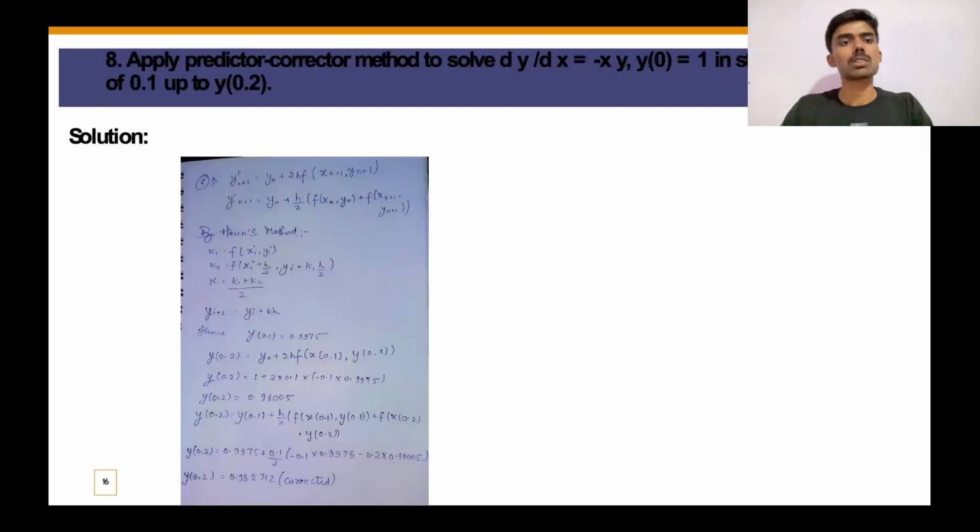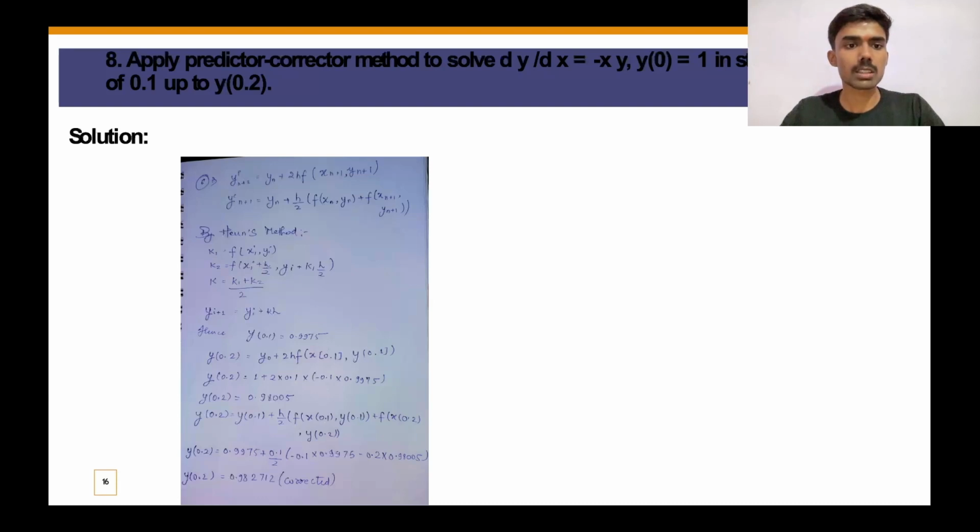Last question, we have to apply the predictor corrector method to solve dy by dx is equal to minus xy, y0 is equal to 1 in steps of 0.1 up to y at 0.2. Here the predictor corrector method is also known as Heun's method, where we first predict the value and then obtain the correct value, and then in place of the predicted value we put our correct value and keep repeating the process until we are satisfied with the value.